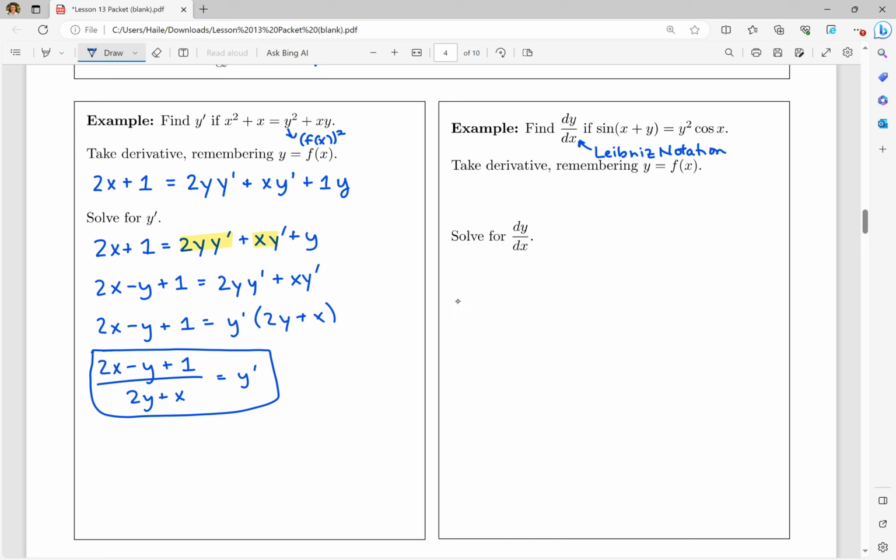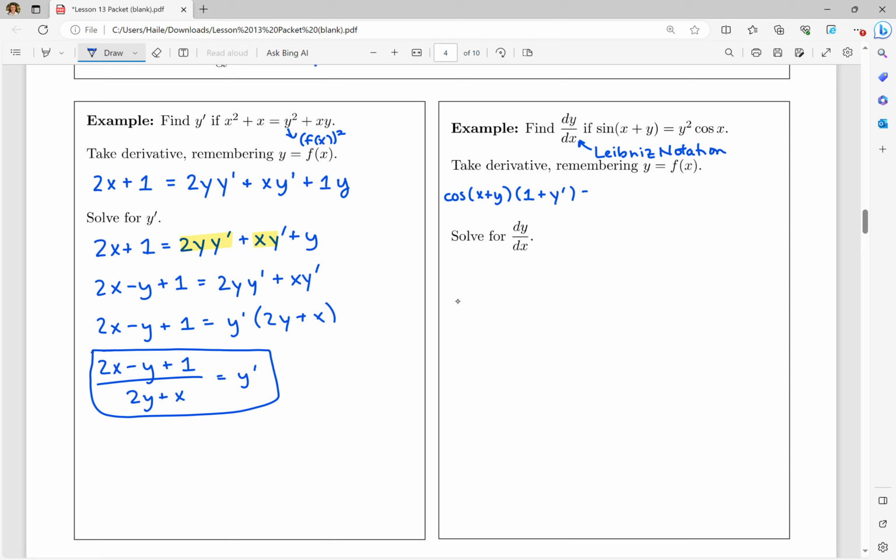So first, again, we want to take the derivative. This sine term here is going to involve a chain rule. First we want to take the derivative of sine, leaving the inside the same. So that's going to be cosine of x plus y. Then we want to take the derivative of x plus y, so it's going to be 1 plus y prime.